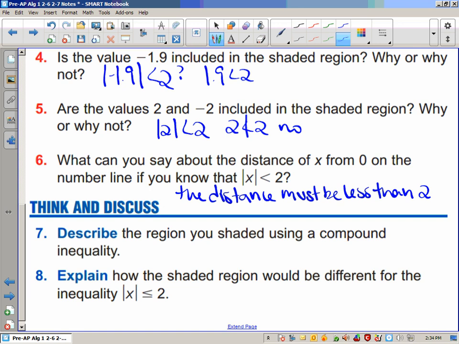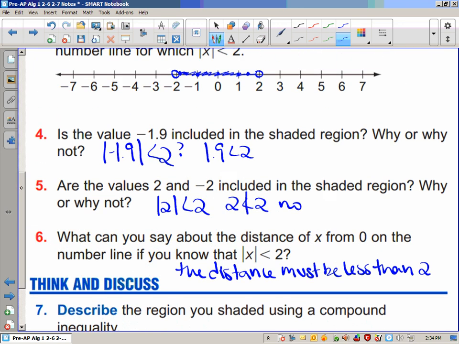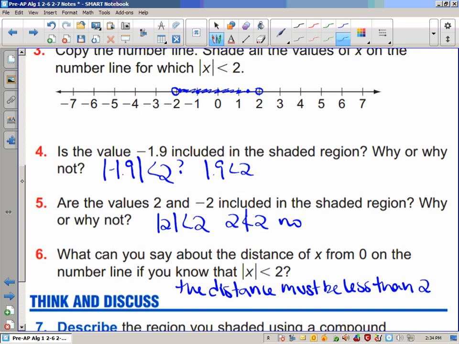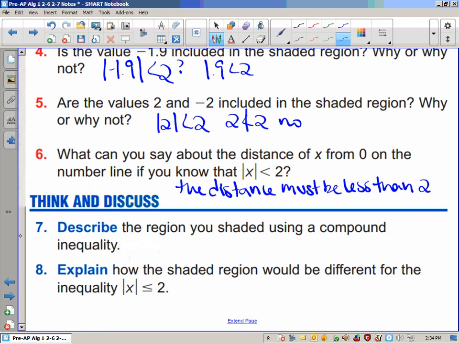So here we go. Here's that compound inequality. Describe the region you shaded using a compound inequality. Well, are we talking about in between two numbers, or sandwiched between two numbers, or are we talking about opposite? Here we're talking about sandwich, so this is and. So I could either write x is greater than negative 2 and x is less than 2, or we can write it the preferred way like this: the smaller number on the left, larger number on the right.